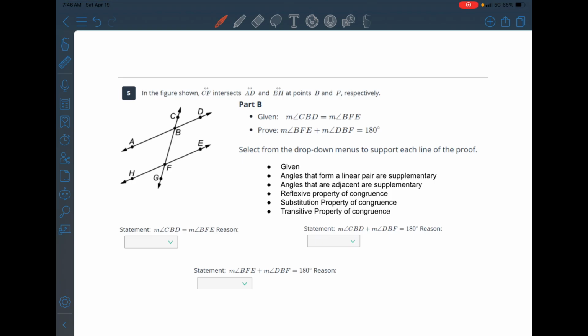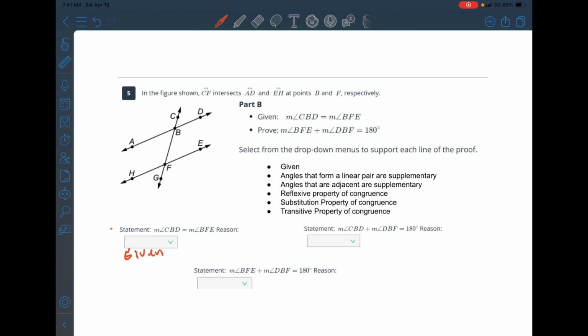All right, so we're given that angle CBD is equal to angle BFE. Remember that little M in front of that means measurement of angle. And we need to prove that BFE plus DBF equals 180 degrees. So the first statement here is angle CBD is equal to BFE. Look and see if that's the given. In this case, it is the given.